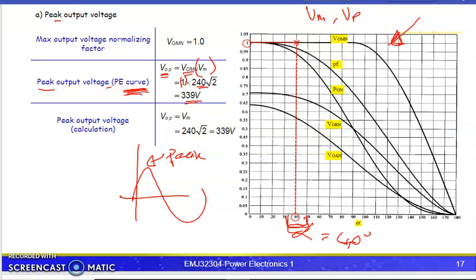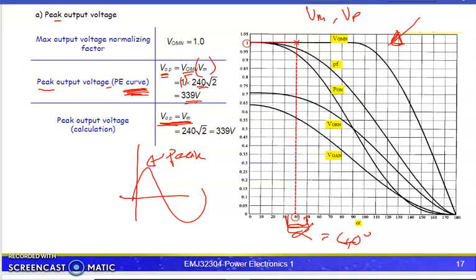Okay, if we refer to the mathematical formula, we can calculate this as V output peak equal to Vm. V output is equal to Vm max. Calculation.